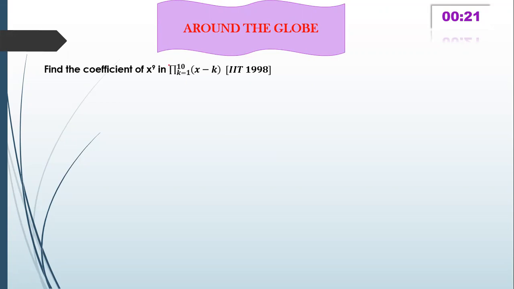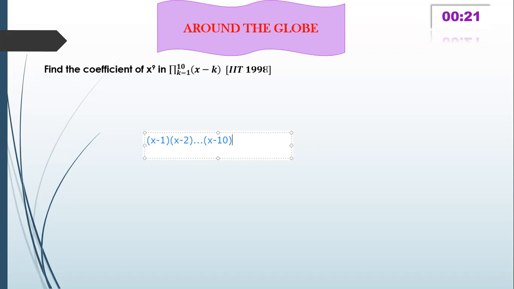So how to do this? What is the meaning of this pi notation? Everybody knows this, it is the product notation, and Sunit asked me, so I am telling you this is the product notation, and this following expression means x minus 1, x minus 2, up to x minus 10, the product of these is simply denoted by this small notation.